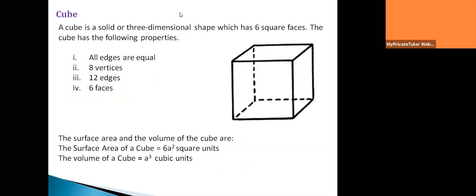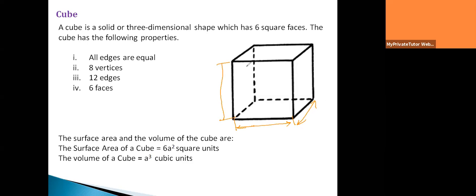So what is a cube? A cube has six faces, isn't it? It's a three-dimensional shape. It has 6 square faces. So I think you know that all the faces, all the side lengths would be the same. The length of the sides are the same. That's why it is called a cube.